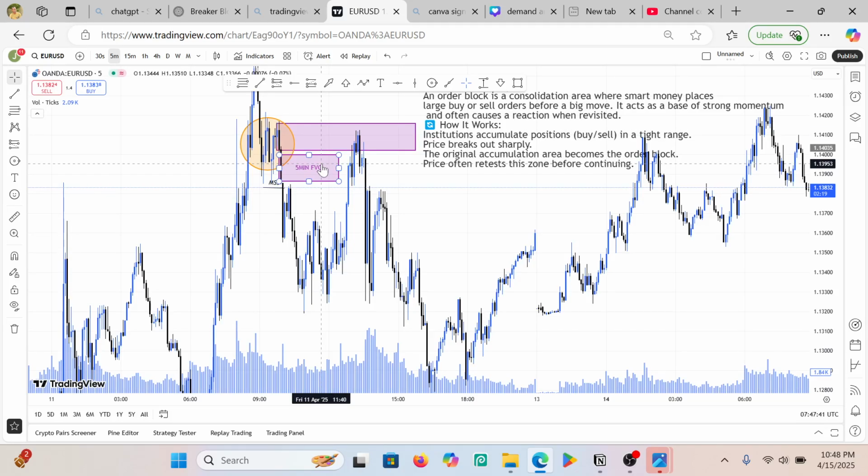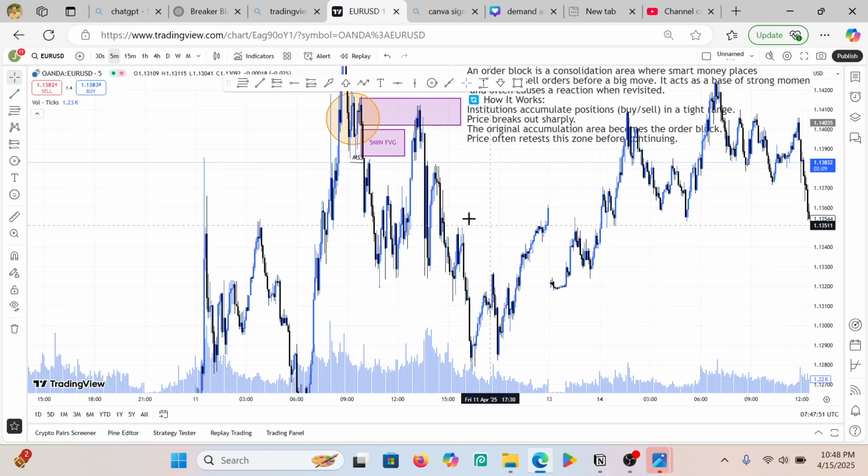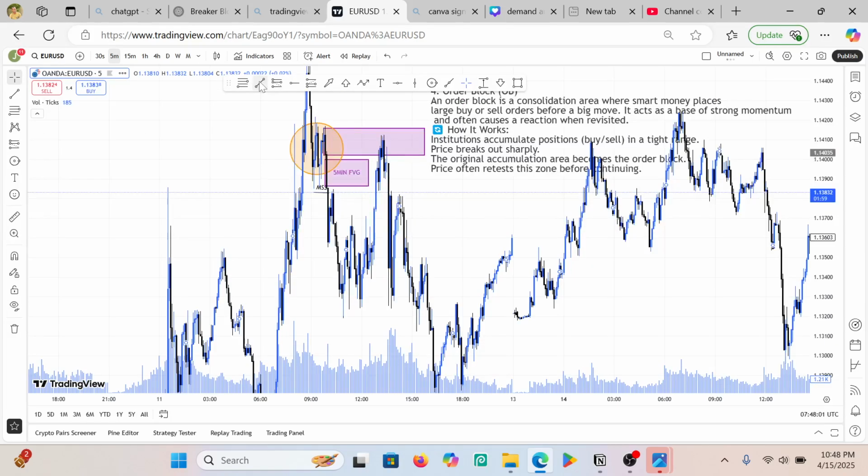The area was not mitigated, so that's selling. But this is a bearish mitigation block. These are short positions, you're supposed to short.